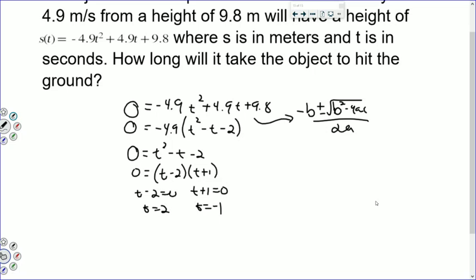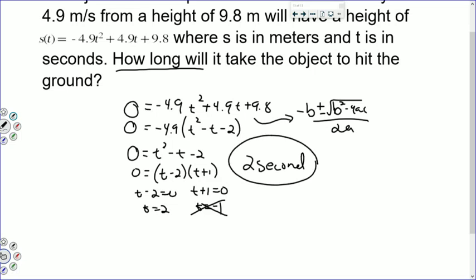However, since we're looking at how long, we're looking at time. Negative time doesn't make a ton of sense. So after 2 seconds, the object will hit the ground. 2 seconds.